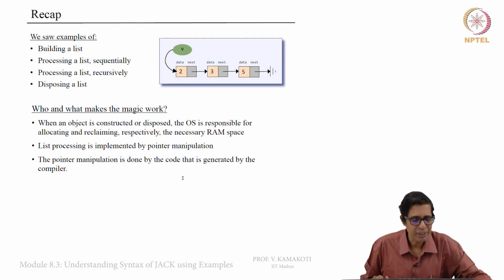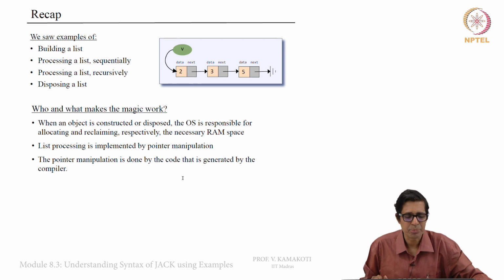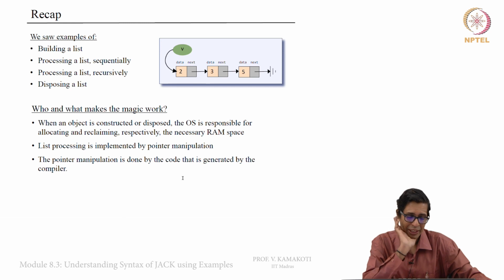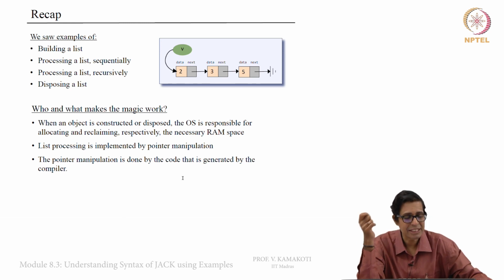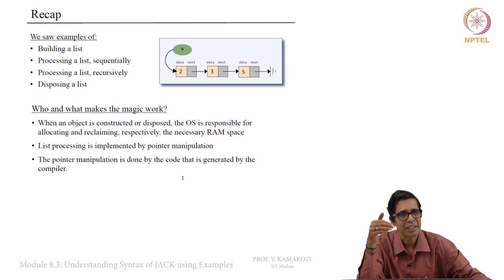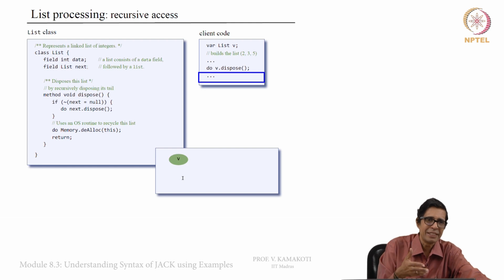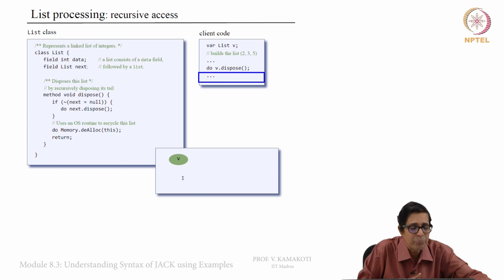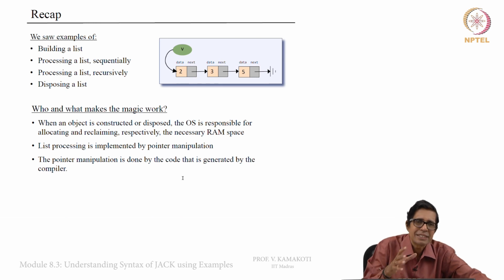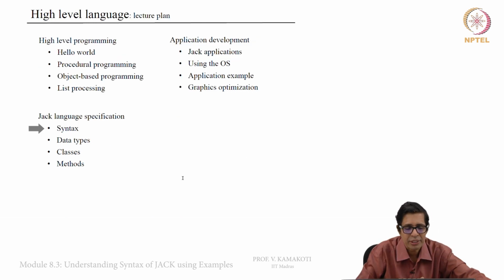So what did we do so far? We saw examples of building a list, processing a list sequentially, processing a list recursively, disposing a list, and how this magic actually works. When an object is constructed or disposed, the OS is responsible for allocating and reclaiming respectively. The list processing is implemented by pointer manipulation, as you see here, and the pointer manipulation is done by the code that is generated by the compiler. So you write this code, and the compiler has to compile it into VM code which will manipulate this pointer. We are going to see all those things, but as a programming language, this is how we can use it, right.